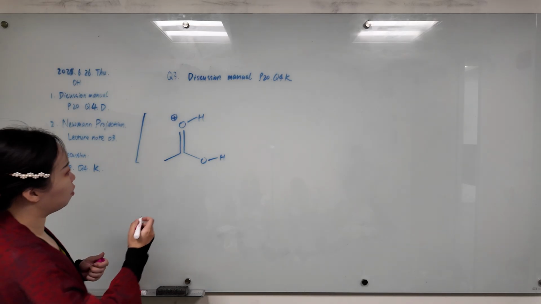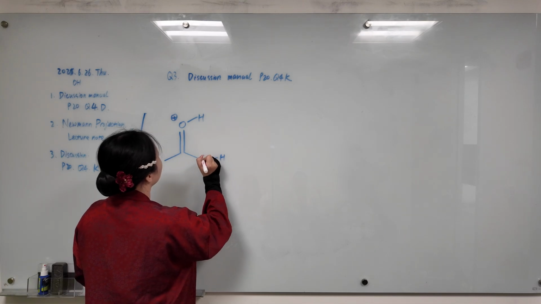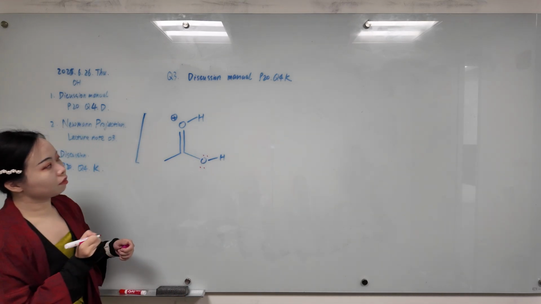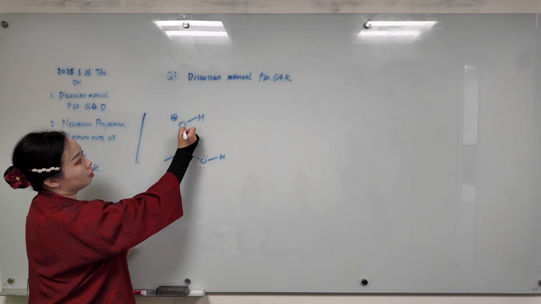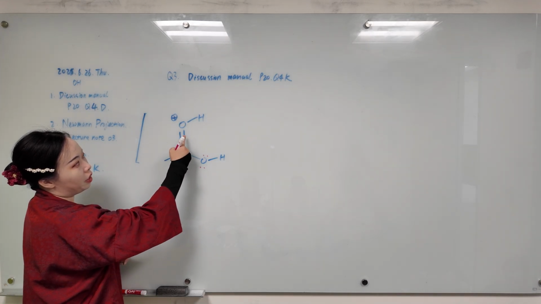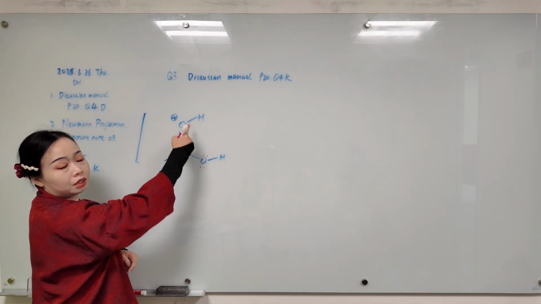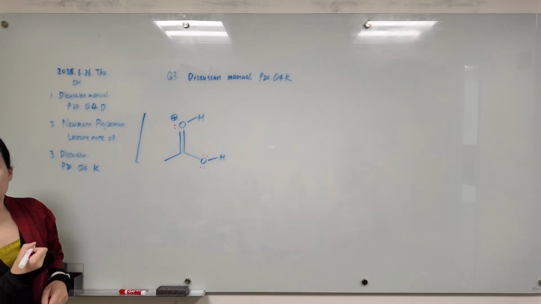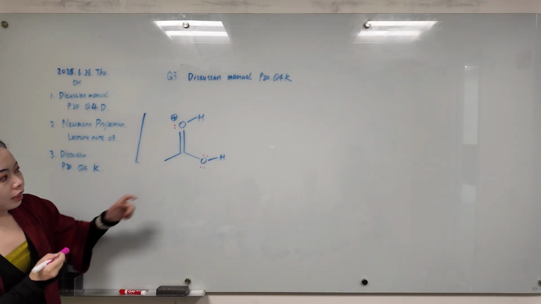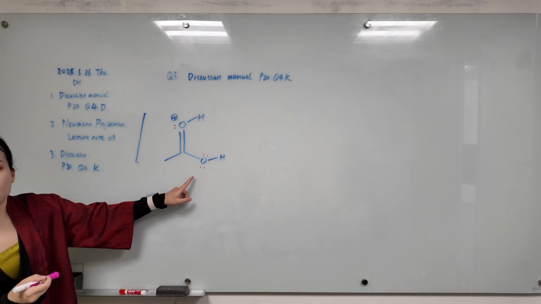Otherwise, you don't know where to start with the double bond. This one, a double bond counts as 1, 2, 3. So oxygen is bound to 3, and should have 1 pair of lone pair. Are you good? Next, this one, oxygen is bound to 2, so it should have 2 pairs of lone pair.